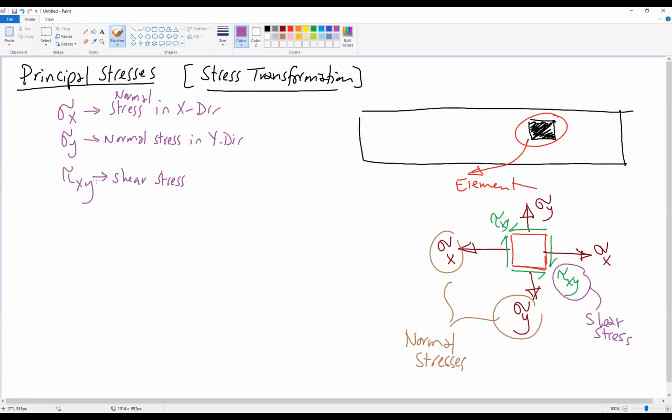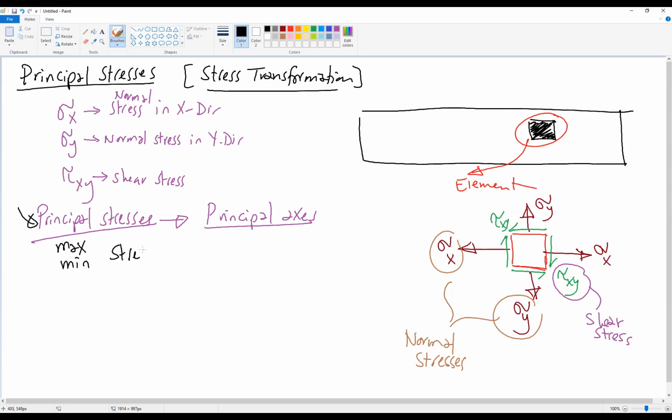These stresses, we can transform them to two axes, which are the principal axes, giving the principal stresses. We can call the principal stresses the maximum and minimum stresses for this element, or the resultant or total stress on this element. These two stresses are sigma maximum, or sigma 1, and sigma minimum, or sigma 2.